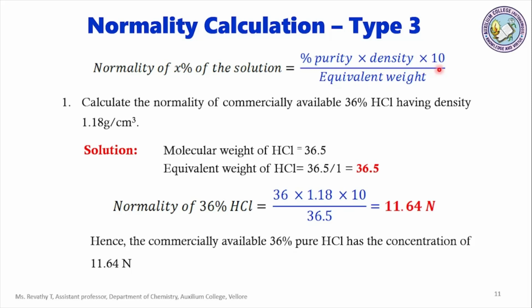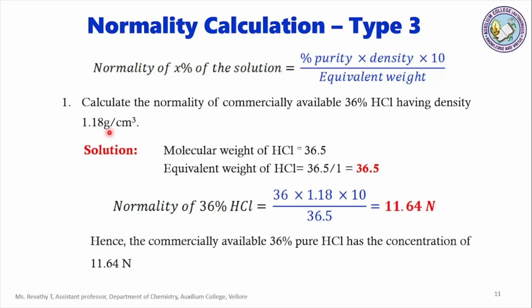And 10 came from simplification from the systematic derivation which I stated before. Coming to the problem now. The first question is: calculate the normality of commercially available 36% pure HCl having density 1.18 gram per centimeter cube. Here the equivalent weight of HCl is 36.5. Purity of HCl is 36% and density is 1.18 gram per centimeter cube.